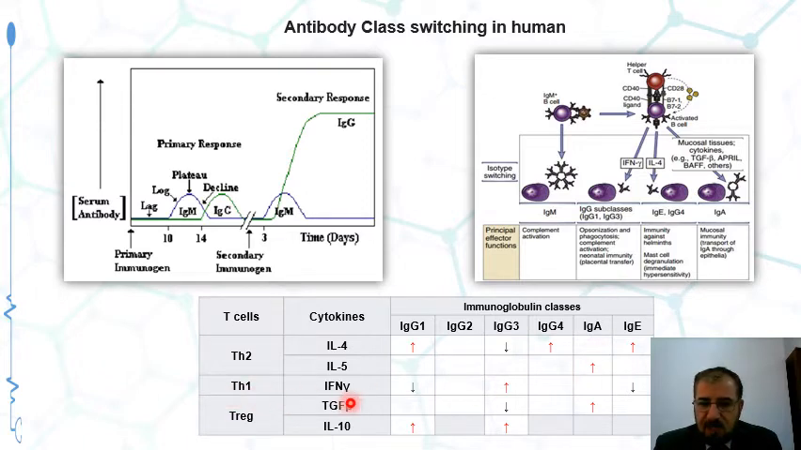The interferon gamma will trigger the formation of IgG3 and sometimes IgG1. The TGF beta, transforming growth factor beta, will trigger the formation of IgA. The IL-10 from T regulatory cells will trigger the formation of IgG1 and IgG3.